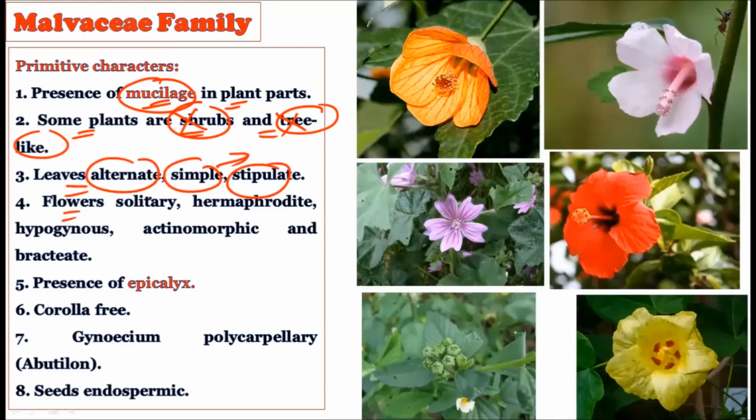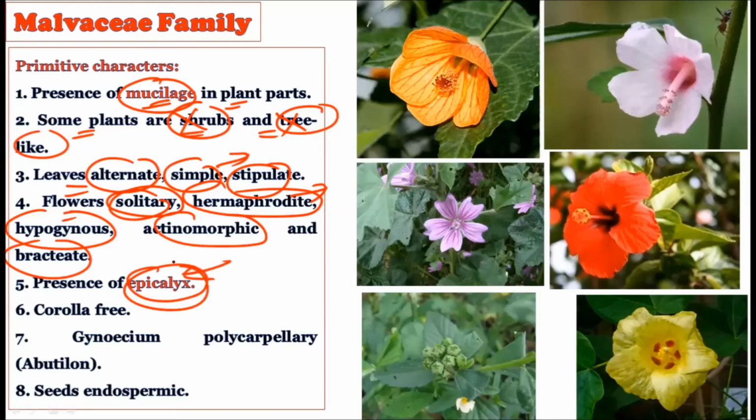Then how are the flowers? Flowers are solitary in nature, right? Hermaphrodite, that is bisexual condition is there. Hypogynous in nature, actinomorphic symmetry is there, and bracteate nature is there. So all these characters are considered primitive characters for this particular family. Then the presence of epicalyx is also considered a primitive character because this type of structure is found in gymnospermous plants. You will have structures which are equivalent to the epicalyx, and yes, this particular epicalyx is considered a very primitive character, which is found in the lower plant groups.